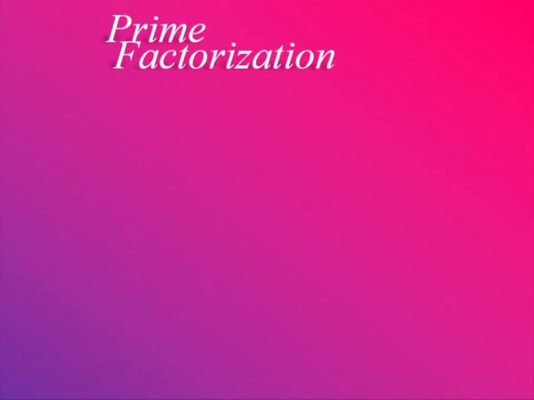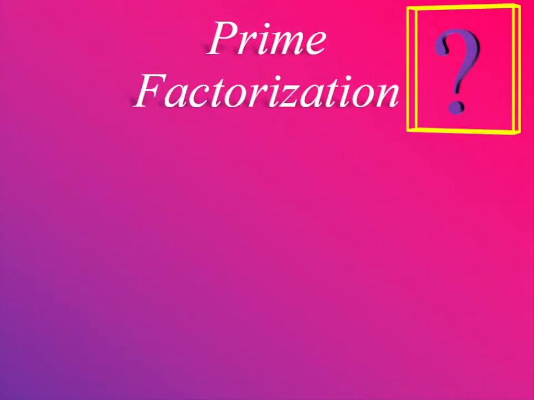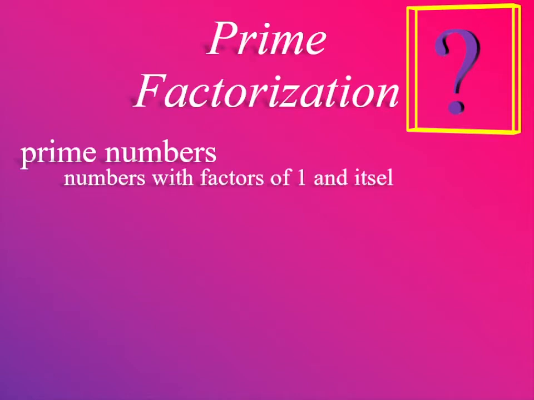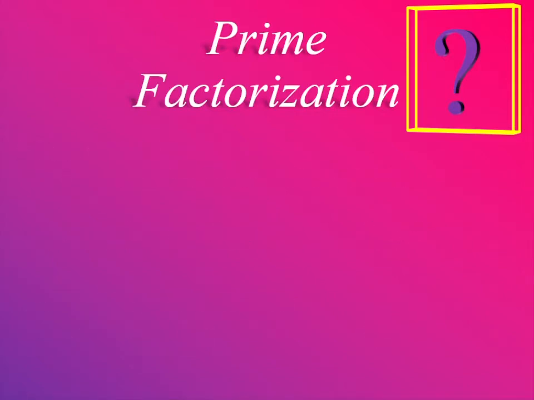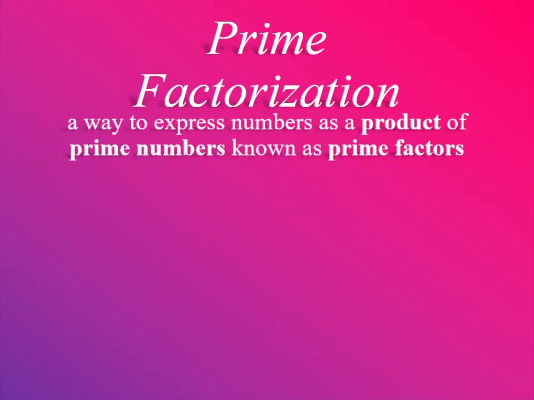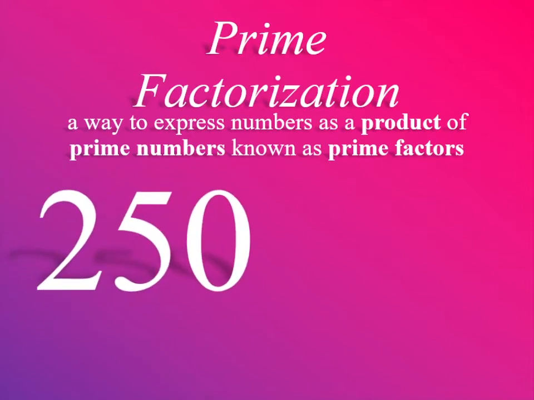So, prime factorization, what is it exactly? First, as a recall, prime numbers are numbers that when made into a product, its factors are only going to be 1 and the number itself. 2 is a prime number because the only way to get it is by multiplying 1 by 2. 6 is not a prime number, rather a composite number, because you can get it by multiplying 2 by 3 or 6 by 1. In number theory, prime factorization is a way to express a number as a product of its prime factors. For example, the prime factorization of 250 is equal to 2 times 5 times 5 times 5.